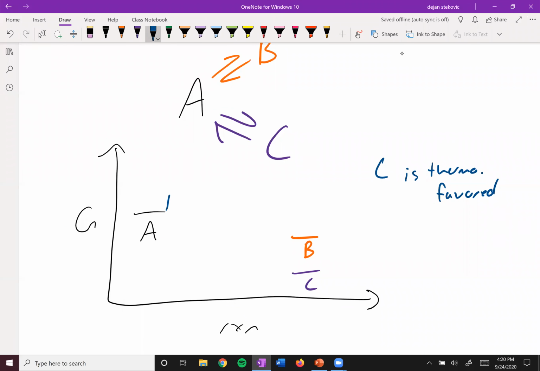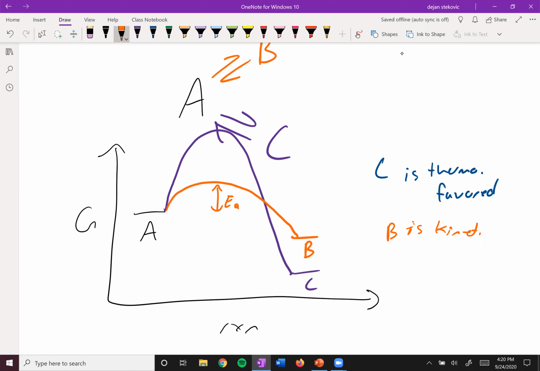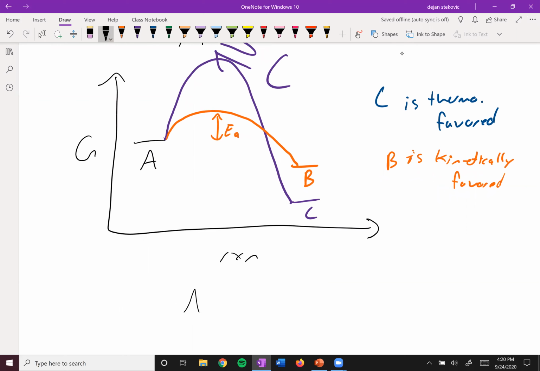Maybe to get to C, you have to go over a very large activation energy, while to go to B, there's a much smaller activation energy, right? We can see here that B, with its smaller activation energy, is kinetically favored. And remember, since these are all in equilibrium, it's possible for A to first turn into B, B to turn back into A, and then A to turn into C.